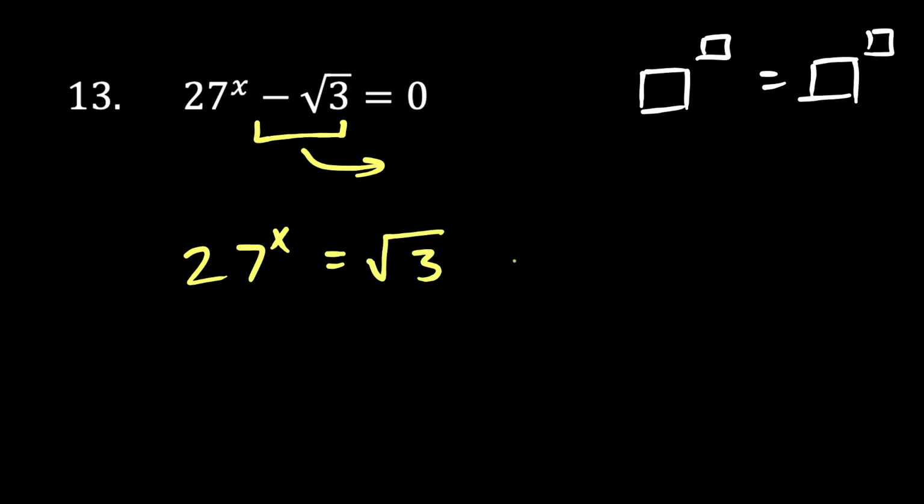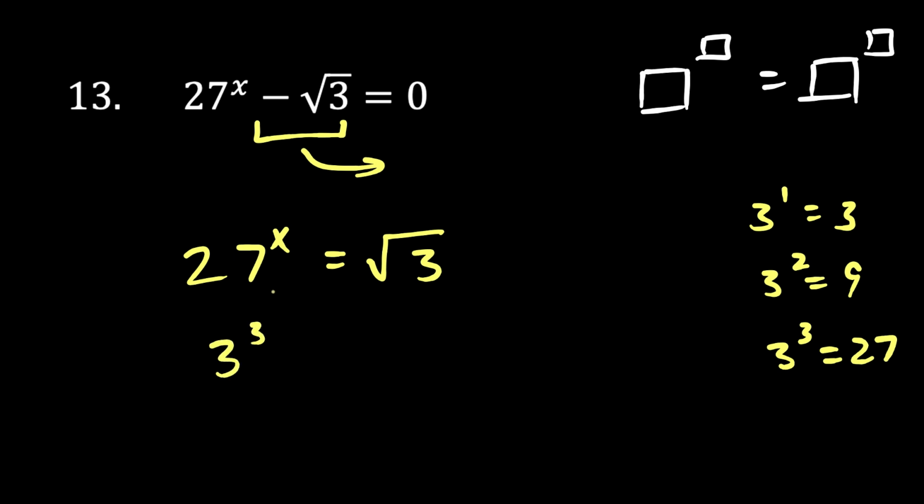We have the square root of 3. So now, again, we need like bases. So again, if you were to write these out, 3 to the first is 3. 3 squared is 9. 3 to the third is 27. So we can replace 27 with 3 to the third, and it's to the x, so a power to a power, we are going to end up multiplying, so let's go ahead and write that down.